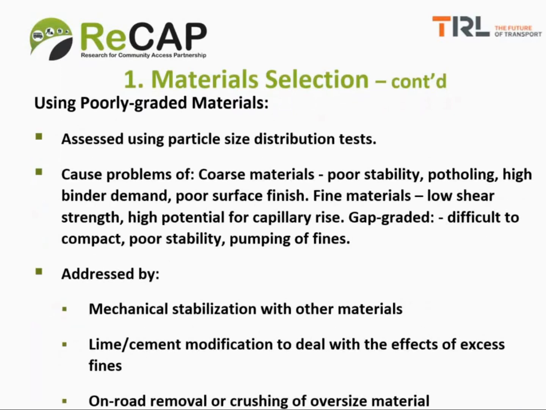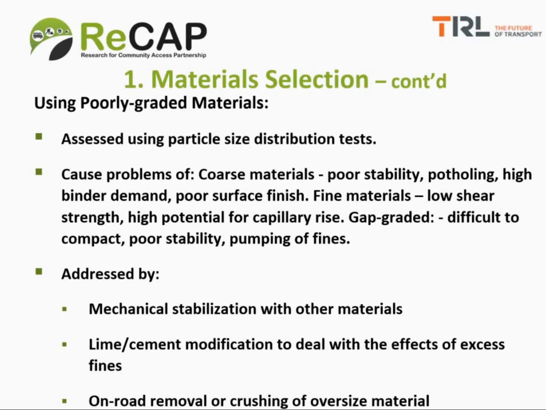Now, the next category of material that we shall discuss are poorly graded materials. Now, grading of materials is assessed mostly using particle size distribution tests. And poorly graded materials can present a variety of problems depending on the grading. For example, coarse graded materials will often result in poor stability in the pavement.